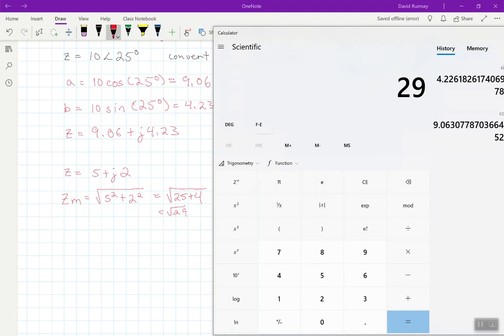Why can't I find square root here? There's squared and cubed. There's got to be a key here to do this. Just a second, I'm going to pause. There it is. I found where it was here now, 29, and I have to hit the second button, and now that's the square root. Okay, so 5.39.